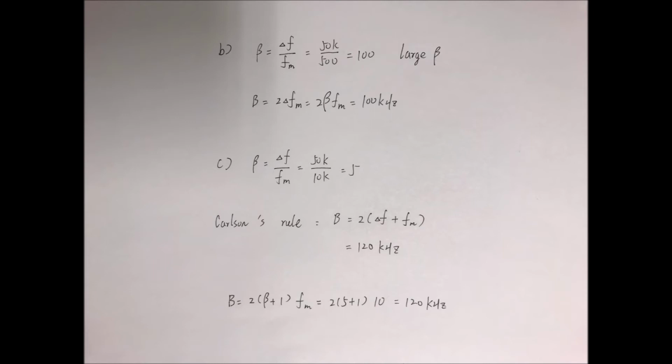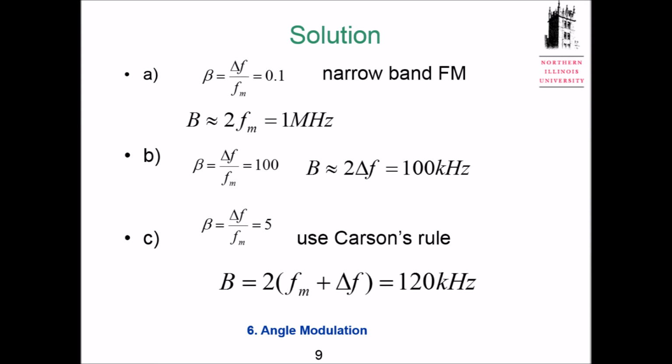Okay, so it will be 120 kilohertz for the last part. We use Carson's rule. C can also be written as 2 times beta plus 1 times Fm. 2 times 5 plus 1 times 2 is still 120 kilohertz. So in your final exam, definitely I'm going to ask you to calculate a given FM signal's bandwidth.